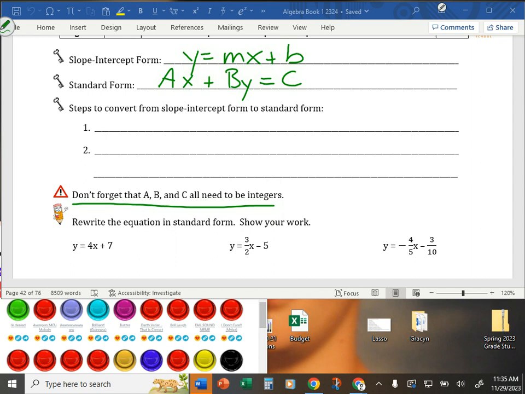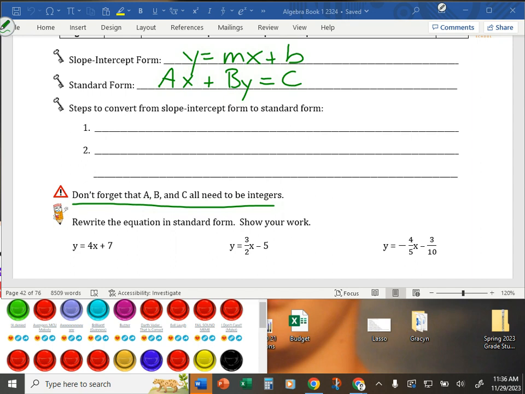Whereas in slope-intercept form, we invite the fraction for slope because it tells us the rise over the run. We want that to be a fraction. In standard form, A, B, and C all have to be positive or negative non-decimal, non-fraction numbers. Notice the use of the capital B compared to the lowercase b. The fact that one's capitalized and one's lowercase means that they're different. This B you have in slope-intercept form will not be the same B that you have in standard form.